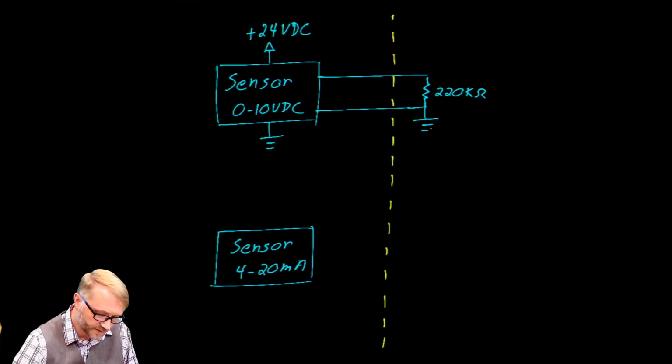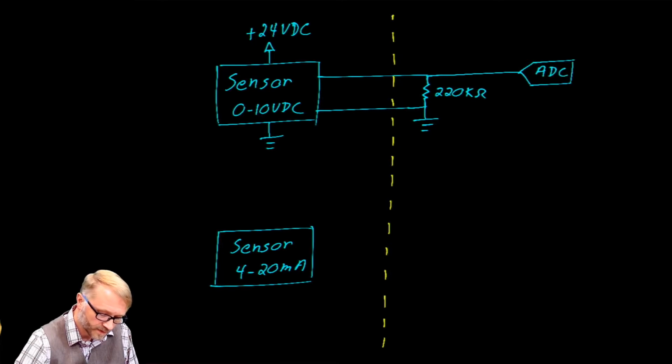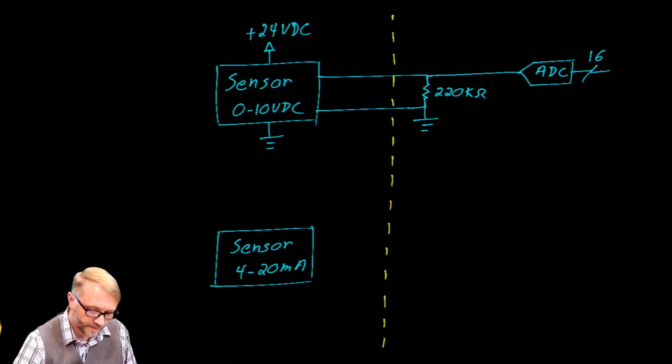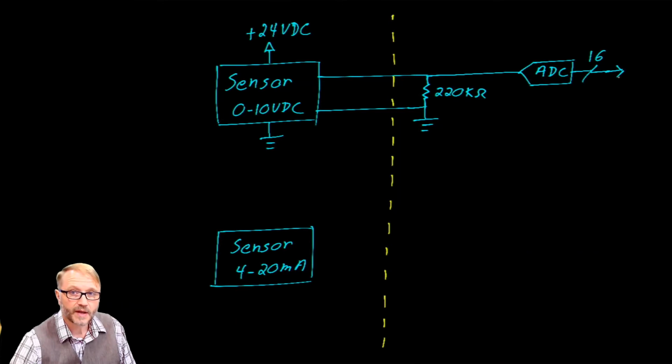There's a ground, which goes to the system ground of the PLC, and then an analog to digital converter, which presents as 16-bit. From there, it goes to the sensitive logic of the PLC, including the FPGA and the microcontroller.